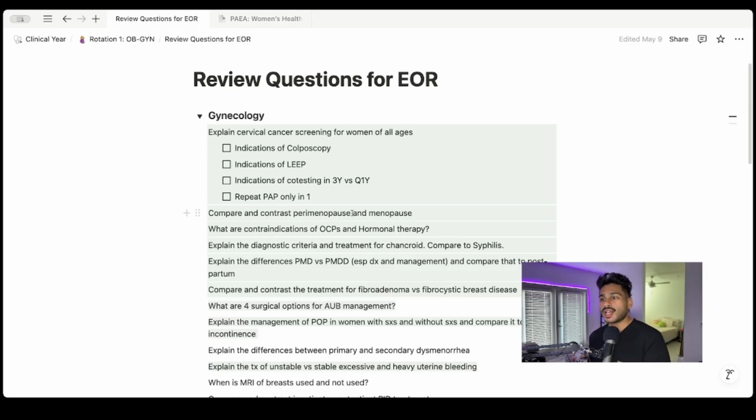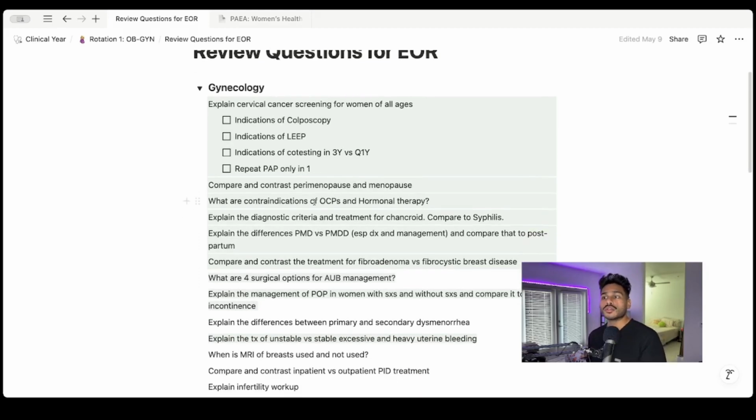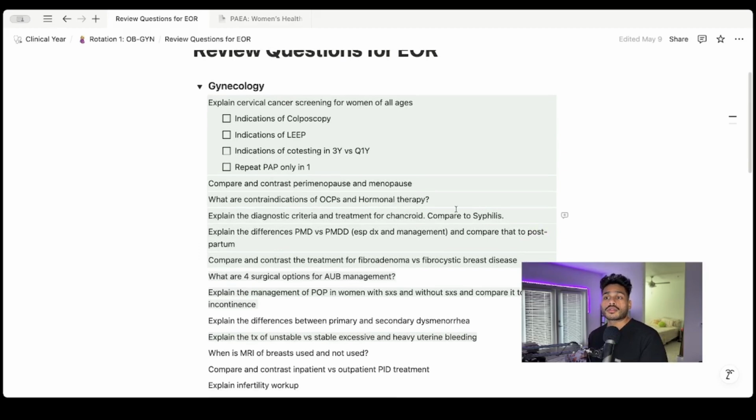So for example, I did not know the contraindications of oral contraceptives. So I put it up as a question. What are the main contraindications for oral contraceptives? So one of the main contraindications of oral contraceptives is that you cannot give oral contraceptives to someone who has a history of stroke. Okay? Because that just increases their risk of having another stroke again.